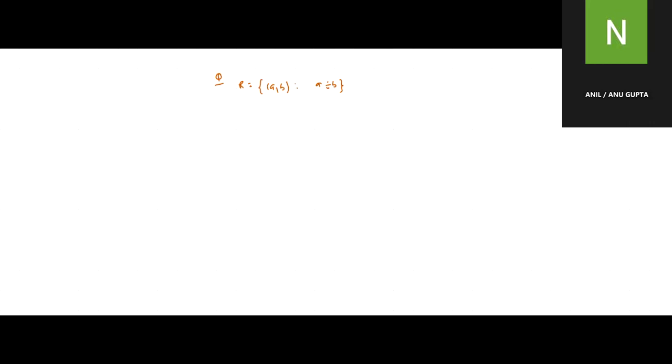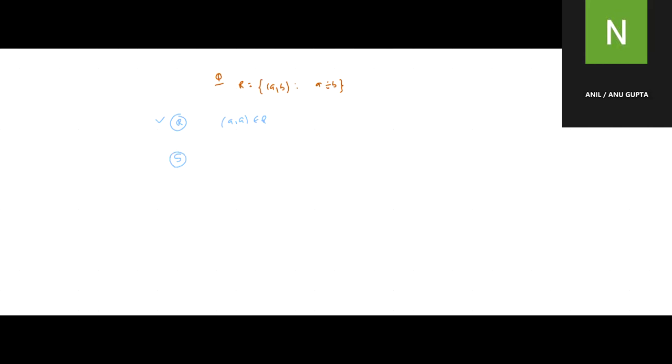Okay, reflexive first of all. So it is reflexive because A divided by A will always be... That means (A, A) belongs to R. That's why it is reflexive, because A is perfectly divisible by A. What about symmetric?